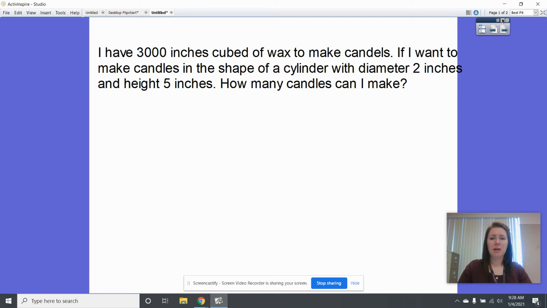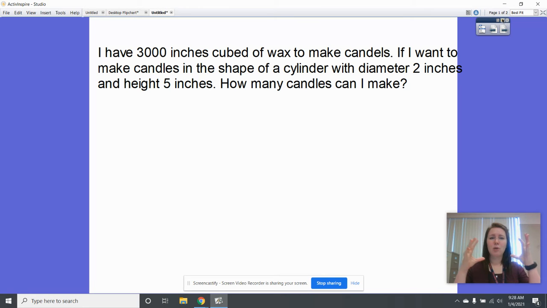So here's the example I have on the screen. I have 3,000 inches cubed, or cubed inches, of wax to make candles. So that means I have a whole bunch of wax. If I want to make candles in the shape of a cylinder with a diameter of 2 inches and a height of 5 inches, how many candles can I make?